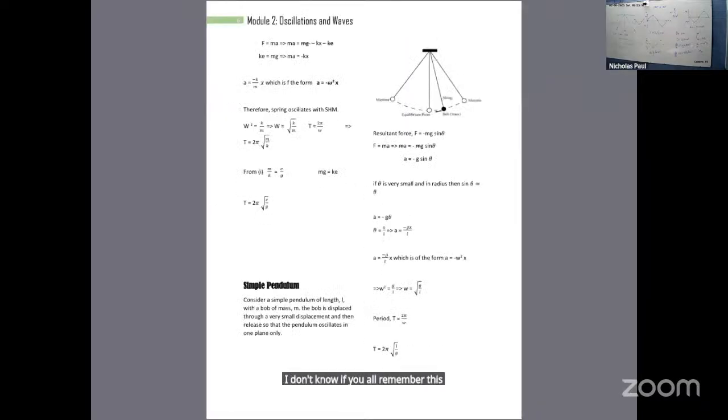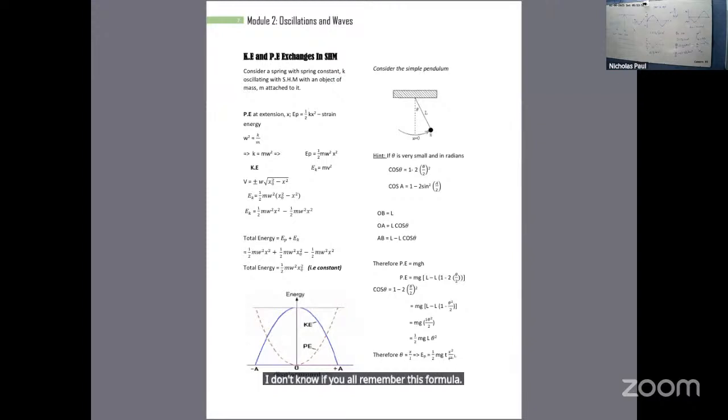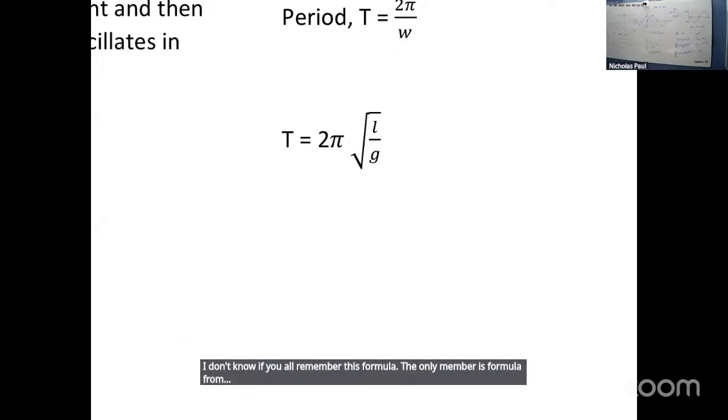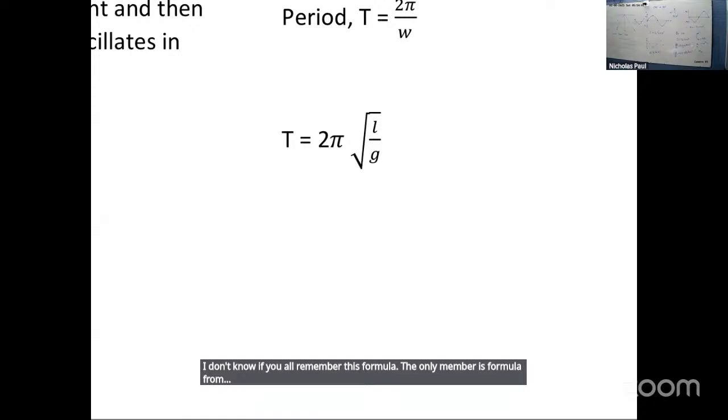I don't know if you all remember this formula. You all remember this formula from the pendulum period? Let's make a note of that now. We'll go through the proofs in a little while. I want to do one small calculation. So just make a note of that. Period for an object moving with simple harmonic motion.